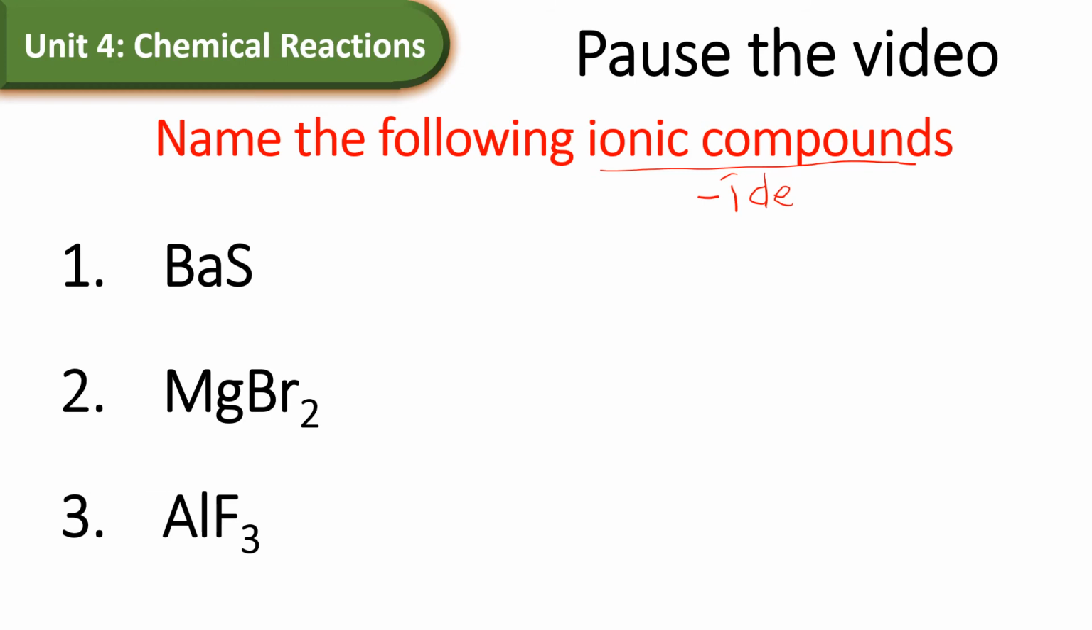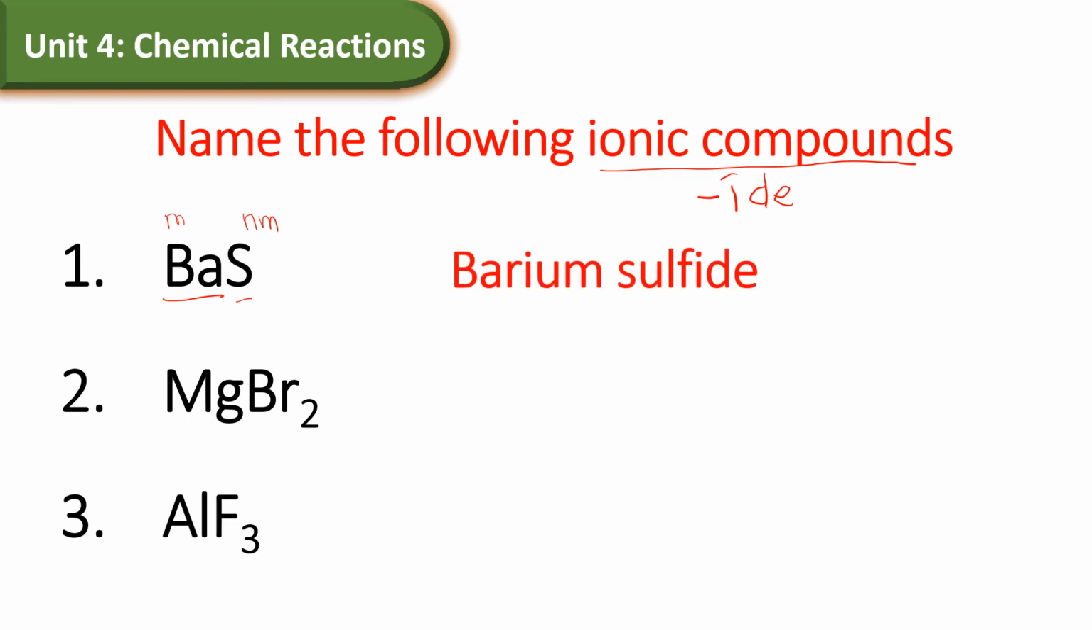Okay, let's check your answer. So Ba here is a metal. Your sulfur here is a non-metal. So this is BaS, barium, sulfur, right? But this is an ionic compound. So you will not say barium sulfur, but you will say barium sulfide.